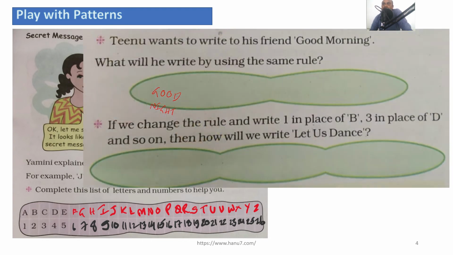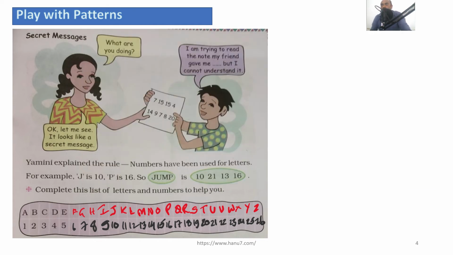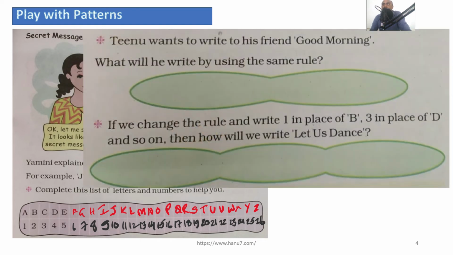The question given to us is something different. So we are supposed to write, Tinu wants to write to his friend good morning. So what could be the message? Just now we have seen the message for good, G 7, 15, 4. For the night we have seen a different message there, but for the morning it will be changing. So let us take good first.